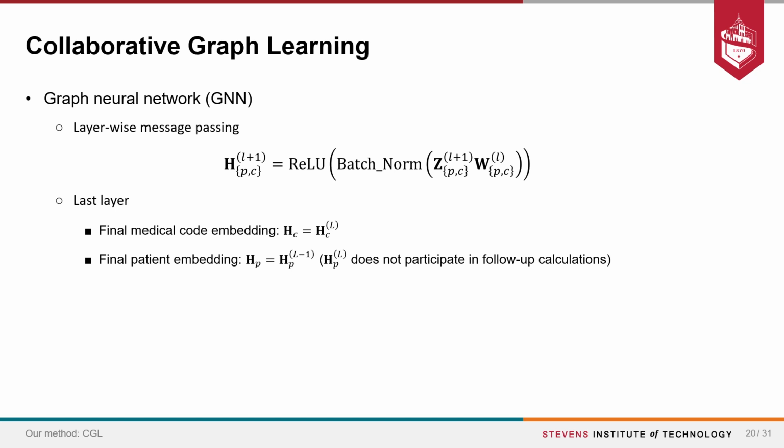In the last layer, we use HCL as the final medical code embedding HC and use HPL-1 as the final patient embedding, because in the following calculations for visits, we only use HC and HPL is not used.